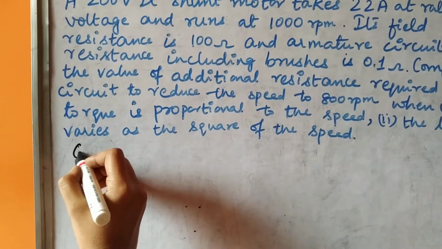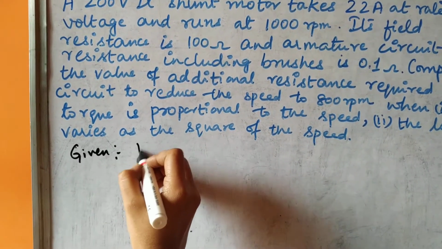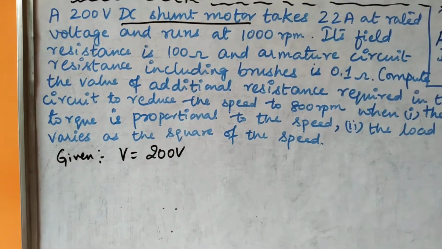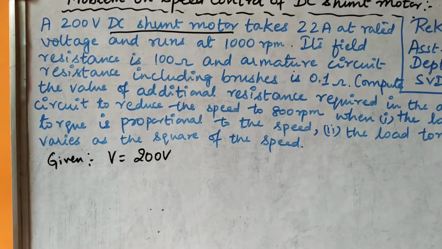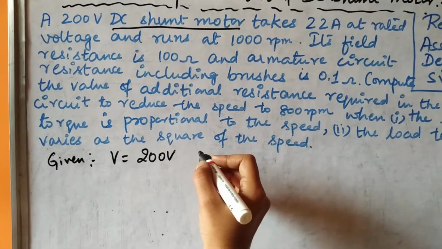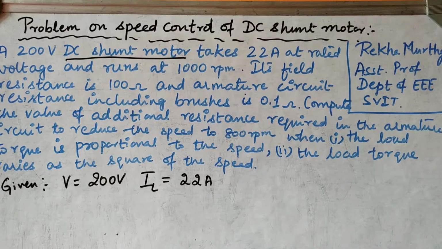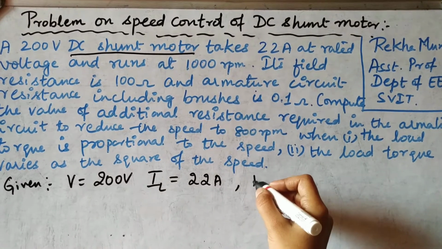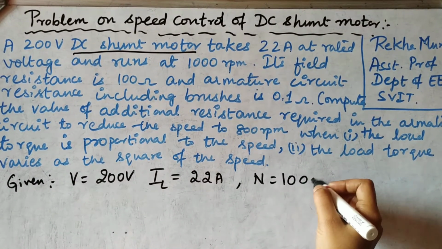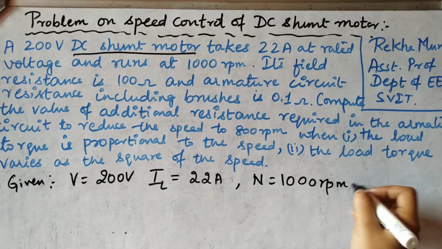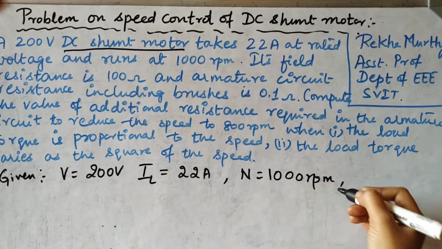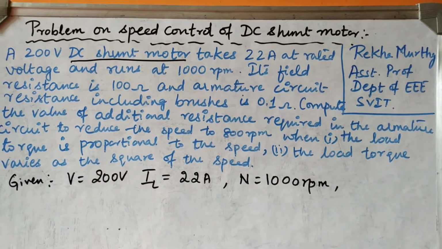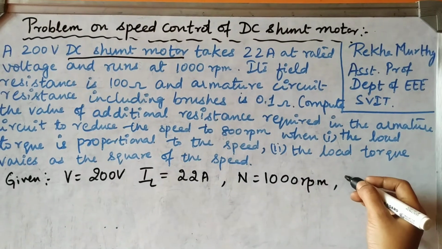So the given data is the voltage V of 200 volts with a DC shunt motor, which takes a current of 22 ampere. The current which it takes is the line current. The line current is 22 ampere with the speed N as 1000 rpm. Its field resistance is 100 ohms. Since the field resistance means it is a shunt motor, we denote it as R shunt.